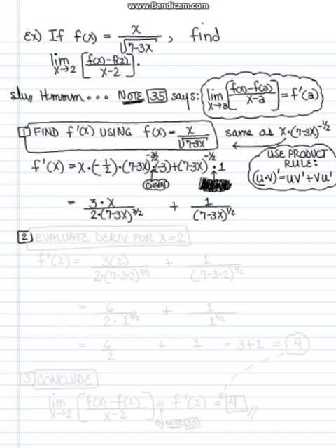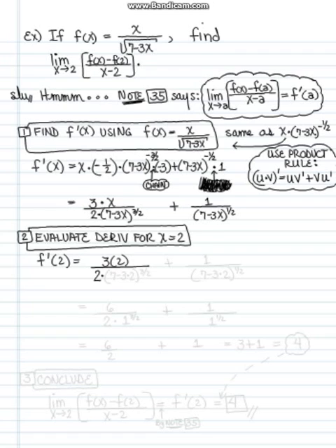And we don't have to simplify it any further because we're about to evaluate this thing for a value of x. Evaluate the derivative function for x equals 2. All right, so that's f prime of 2 that we're evaluating. It's equal to 3 times 2 over 2 times 7 minus 3 times 2 to the 3/2 plus 1 over 7 minus 3 times 2 to the 1/2. That simplifies to 6 over 2 times 1 to the 3/2 plus 1 over 1 to the 1/2, which is simply 6 over 2 plus 1, which equals 3 plus 1, which is 4.